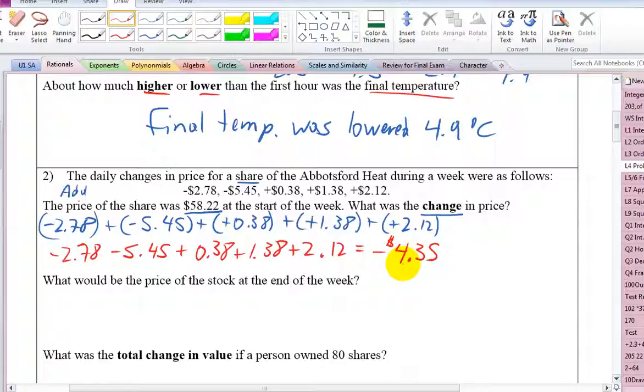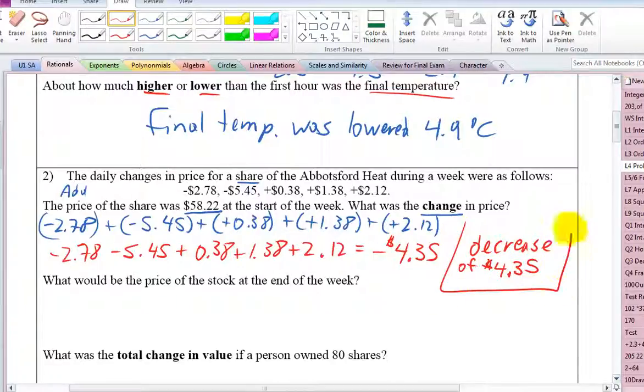And the overall change, what was it? Is a decrease of, yep, Sarah? Yeah. Right, so it's a decrease. So instead of using the word lower, I'll use the word decrease. There's several different words that you could use there to reflect your negative sign and what your negative sign means. Here we want to reflect a decrease of price.